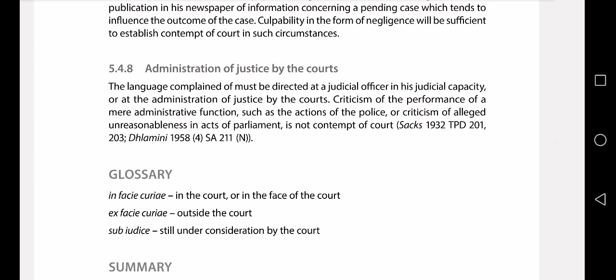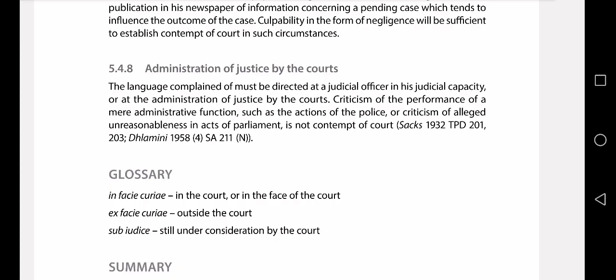Administration of justice by courts. The language complained of must be directed at a judicial officer in his judicial capacity or at the administration of justice by the court. Criticism of the performance of a mere administrative function, such as the actions of the police, or criticism of alleged unreasonableness in acts of parliament, is not contempt of court. Sachs 1932, Dlamini 1958.